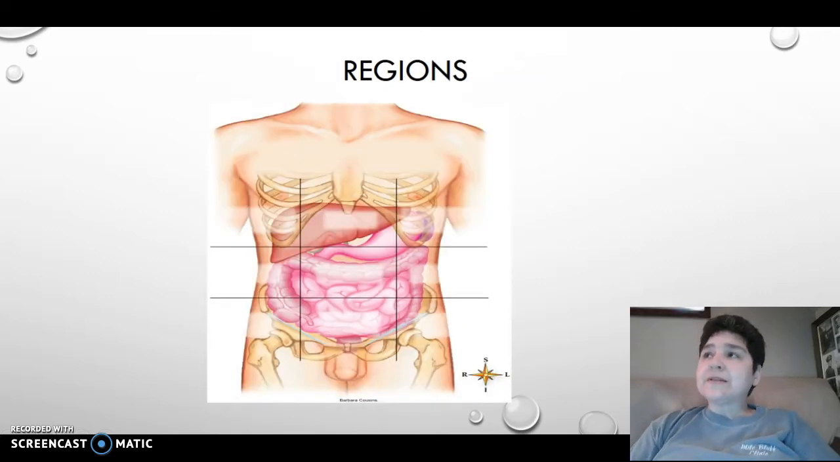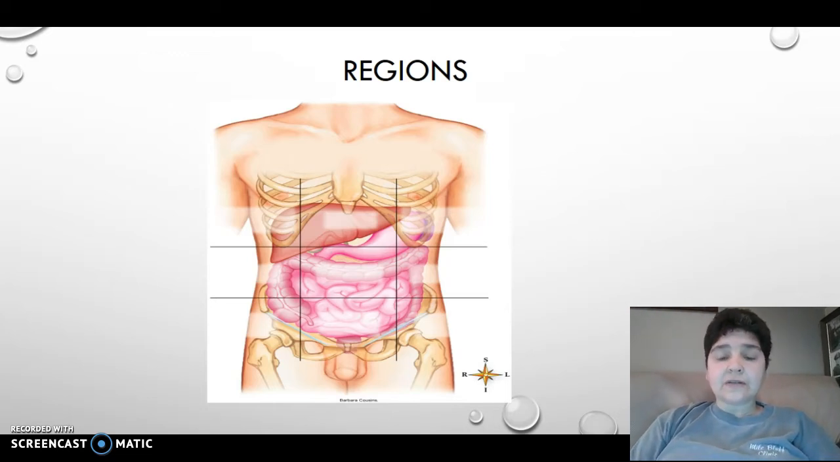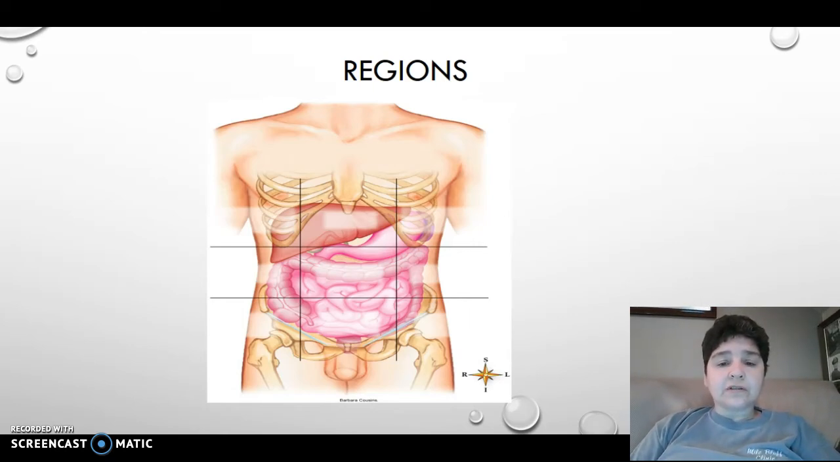Okay, now pause this presentation one more time, and I'd like you to name the 9 regions of the abdominal cavity. So we have the 4 quadrants, and now you have the 9 regions. So again, pause for just a moment.